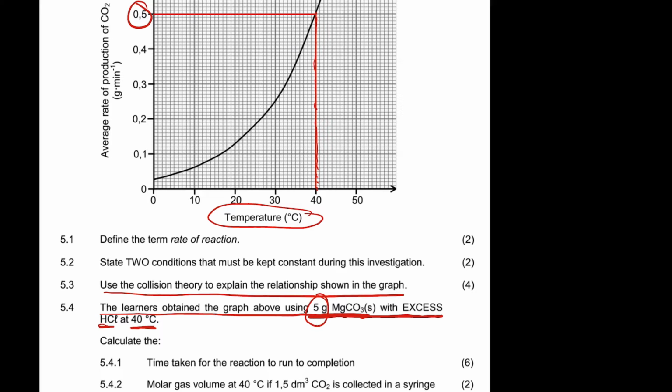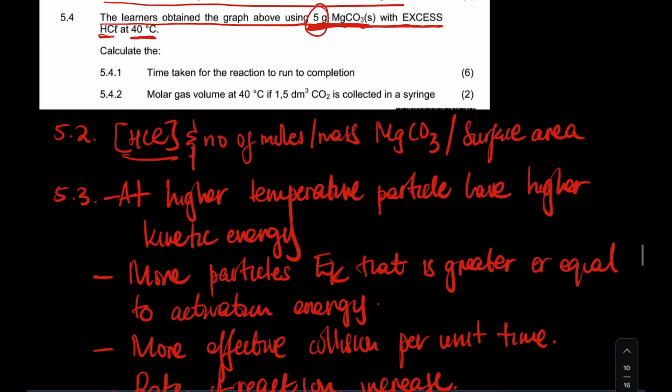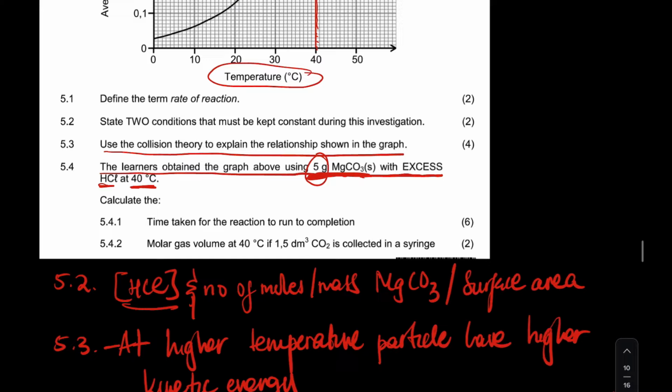So this is the rate of carbon dioxide produced, at this amount of grams. So what are we going to do now in order to find the time taken for the reaction to run? I didn't even read the question because I knew the question.